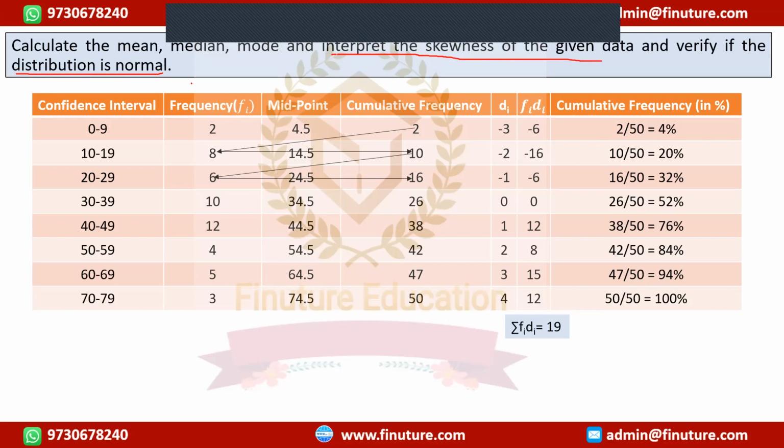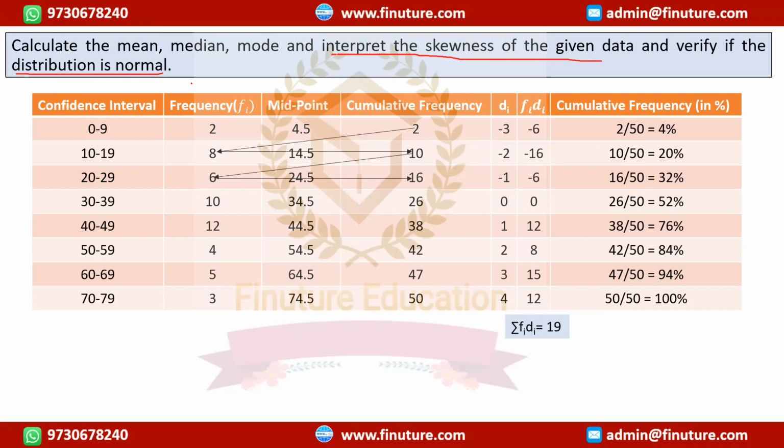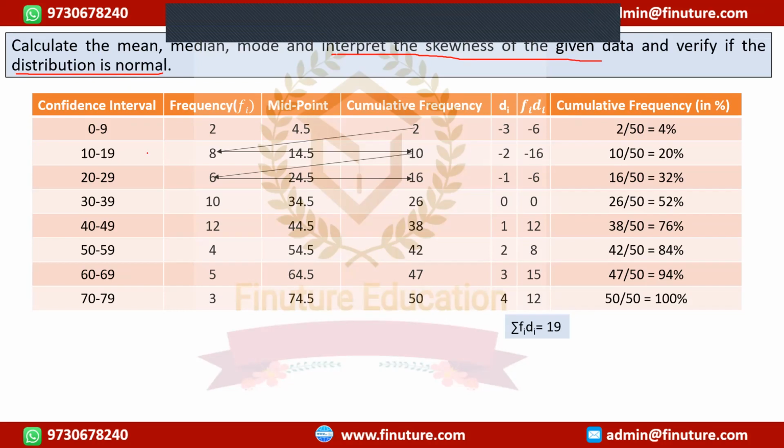An easy way to do this is just check if 68% of data is within one standard deviation. Of course, we will not calculate the standard deviation of this data, but that's a very good point to interpret if you want to verify if your distribution is normal. But over here, if we just check skewness, from that also we can interpret if the data is normally distributed or not.